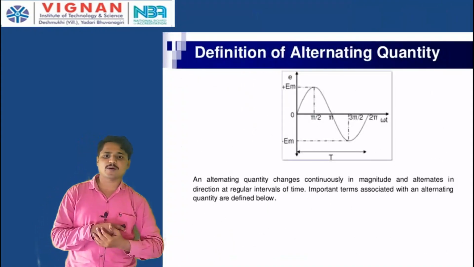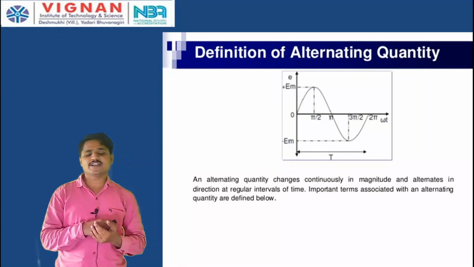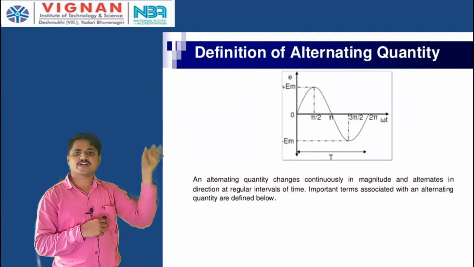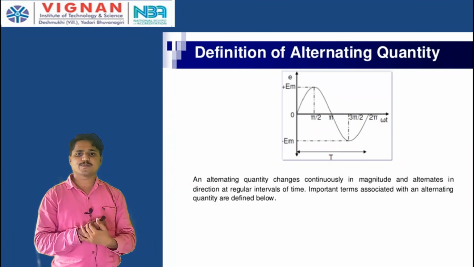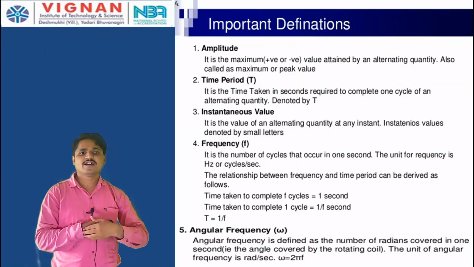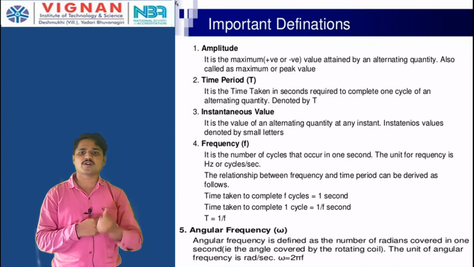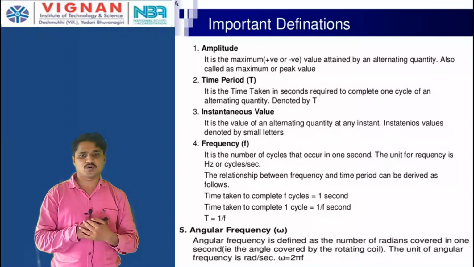Now, see this waveform. What is the maximum value? On the positive side, the maximum value is plus Em. On the negative side, the maximum value is minus Em. So the maximum value is the positive or negative value attained by any alternating quantity, and it is called the amplitude.